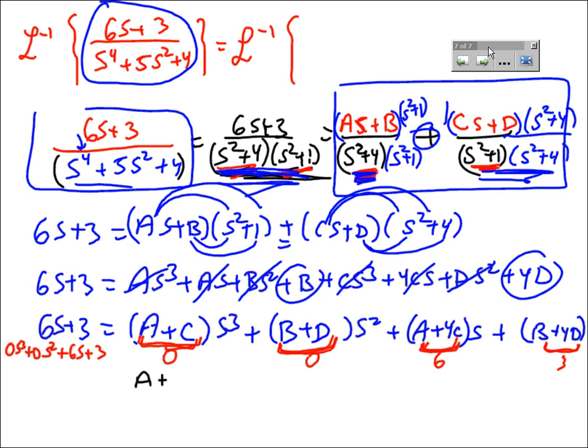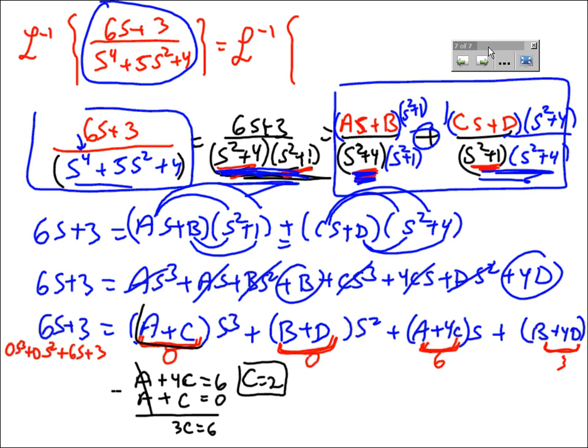We know that a plus 4c is 6, and that a plus c is 0. If I subtract, we get 3 c's are 6, which means c is 2. And we know when we add a to it, we get 0. So a must be negative 2. So I found a and c.